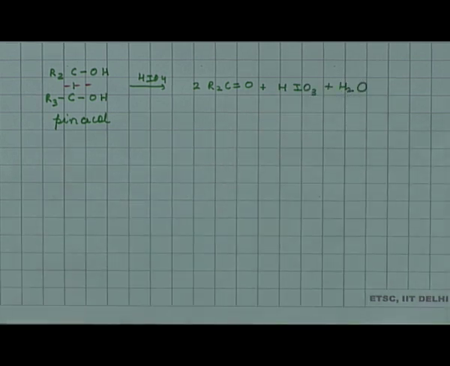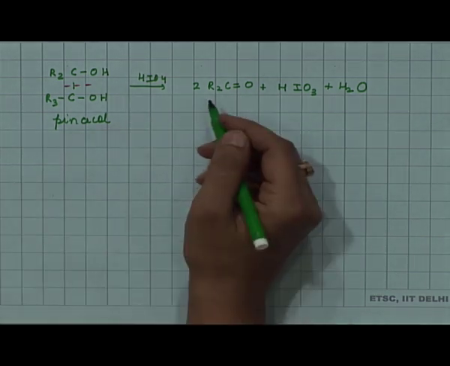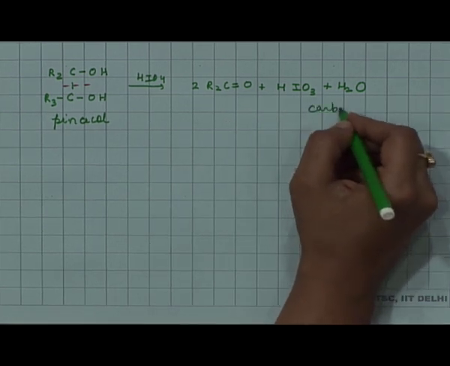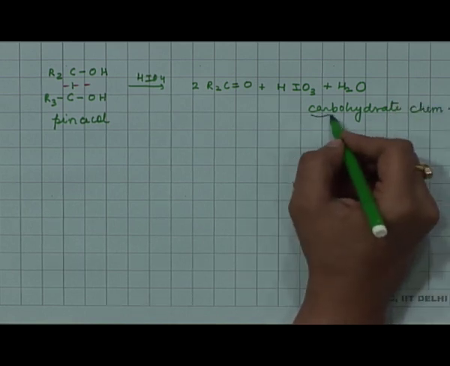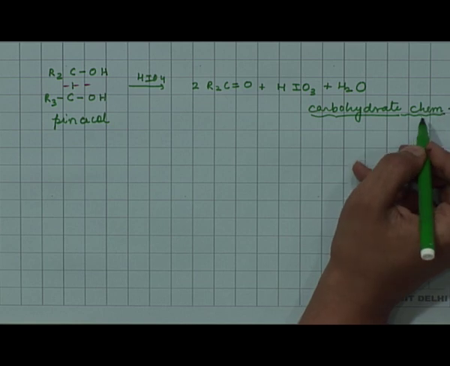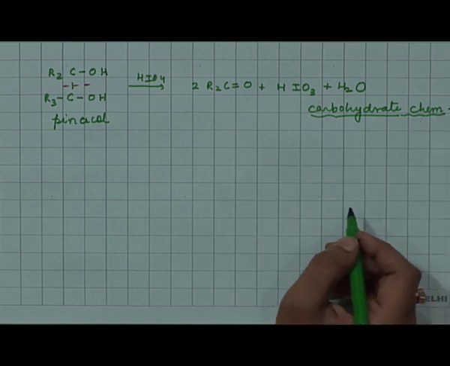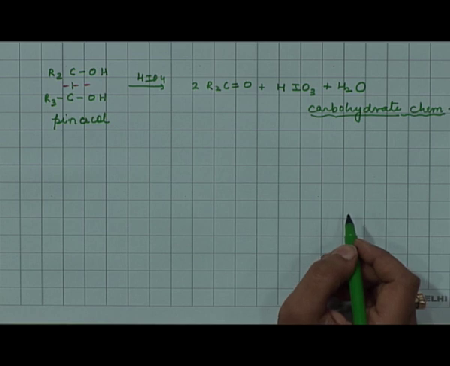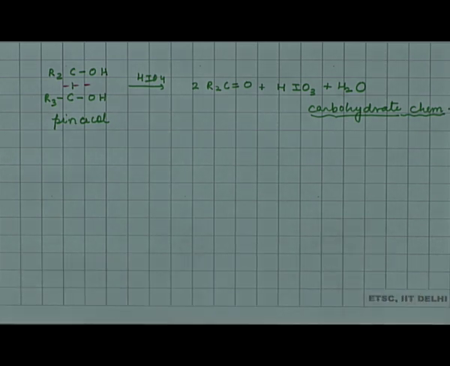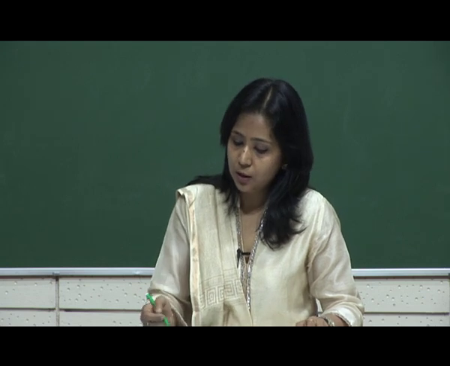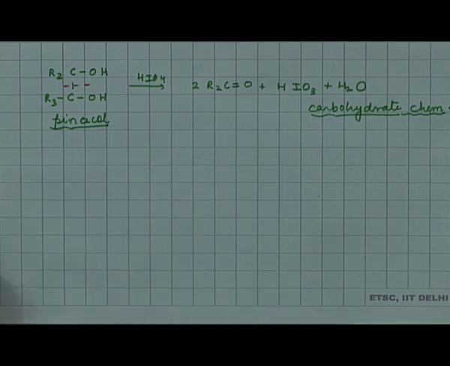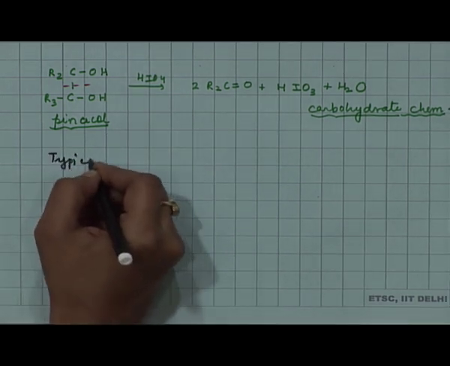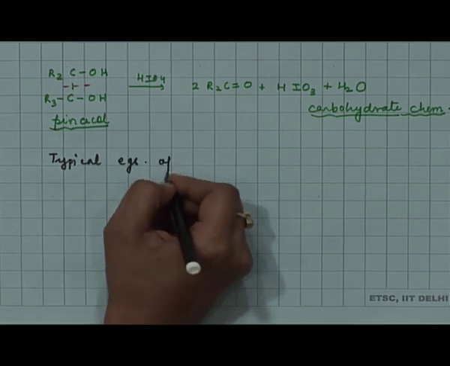So, the importance of this reaction lies in carbohydrate chemistry. Okay, so this reaction is very important. It is used in carbohydrate chemistry for elucidating the structure of the sugars. Carbohydrates contain many hydroxyl groups, it is a polyhydroxyl containing compound. So, to find out the number of hydroxyl groups present and the kind of positioning they have with each other, we use this periodic acid oxidation. Okay. So, let us see some typical examples of periodate oxidation.